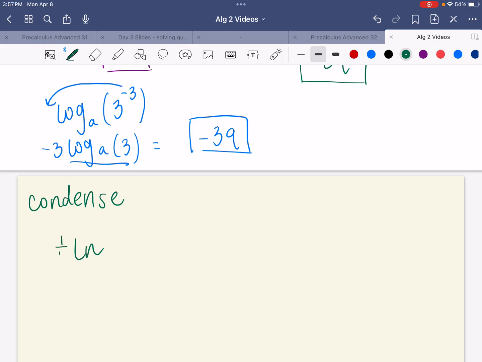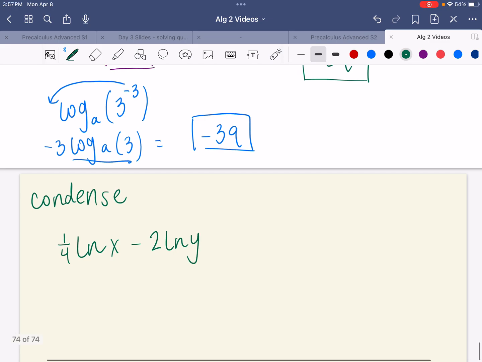I'm going to make this 1/4 the natural log of x minus 2 natural logs of y minus 1/2 the natural log of z plus the natural log of e. Okay, so we have 4 parts here, and I wanted to put some in there with a fractional coefficient, so we can review fractional exponents.